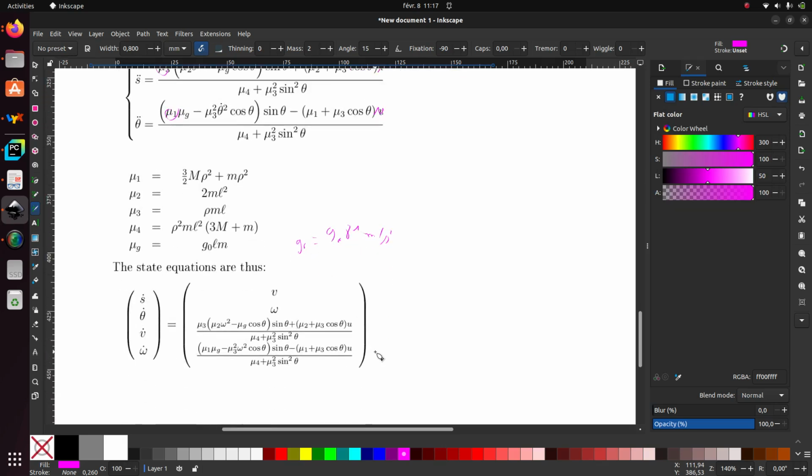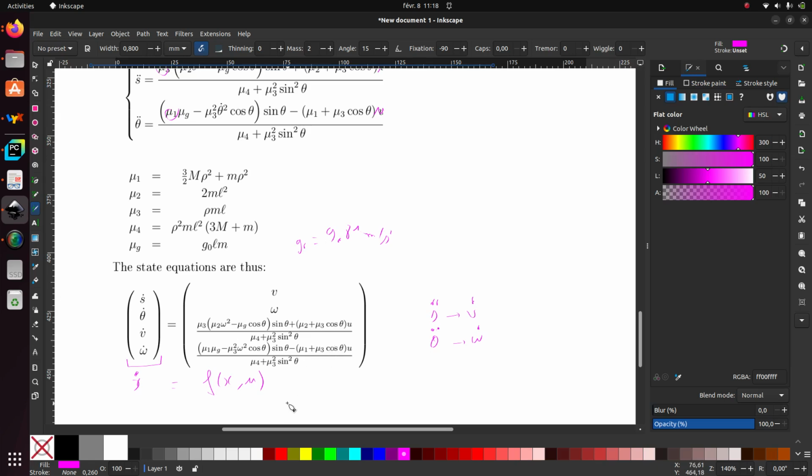So since I have isolated s double dot, and since s double dot corresponds to v dot and theta double dot corresponds to omega dot, then I am able to write the derivative x dot as a function f of x and u. Recall that x corresponds to s, theta, v, and omega.